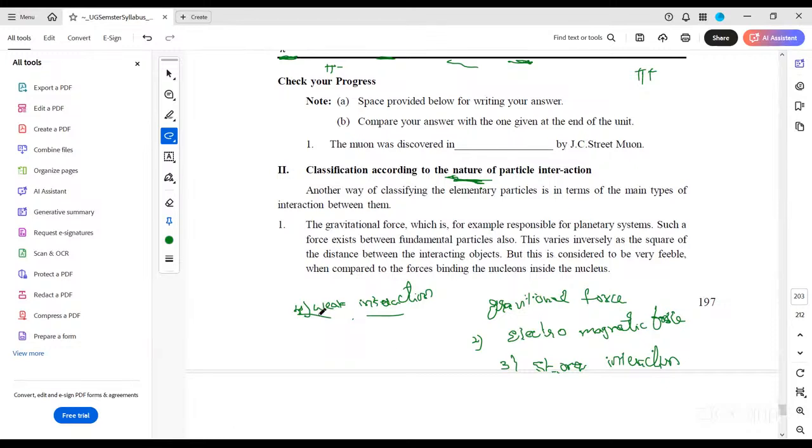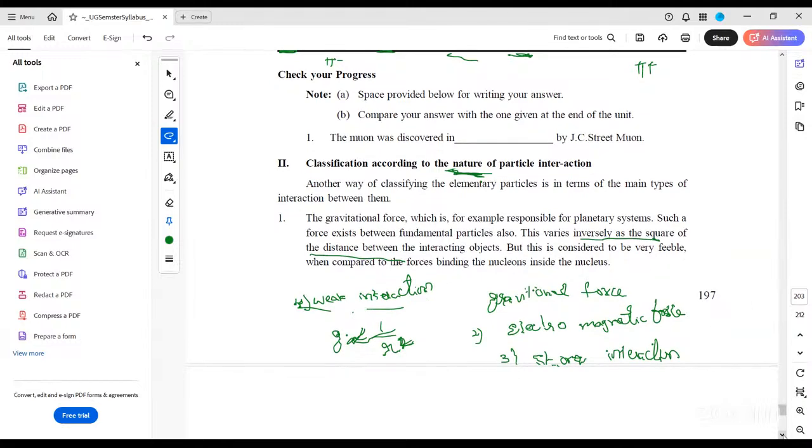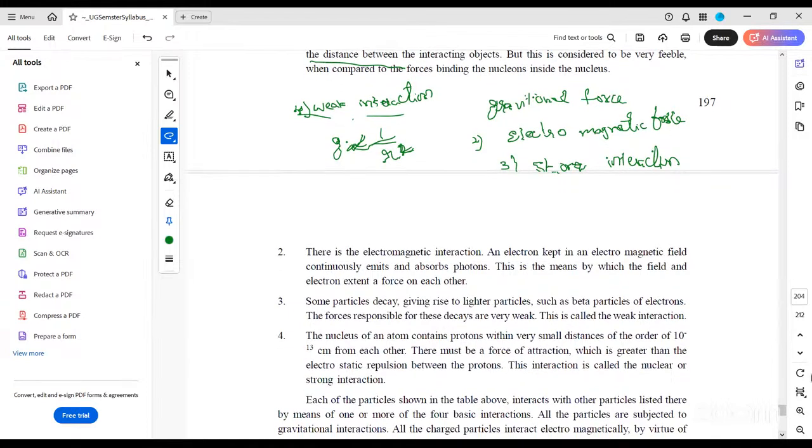In Newton's law of gravitation, the force is inversely proportional to the square of the distance. This is the gravitational force. Next interaction is electromagnetic interaction. In electromagnetic interaction, an electron is kept in an electromagnetic field and continuously emits as well as absorbs photons. The photons are continuously emitted and absorbed.